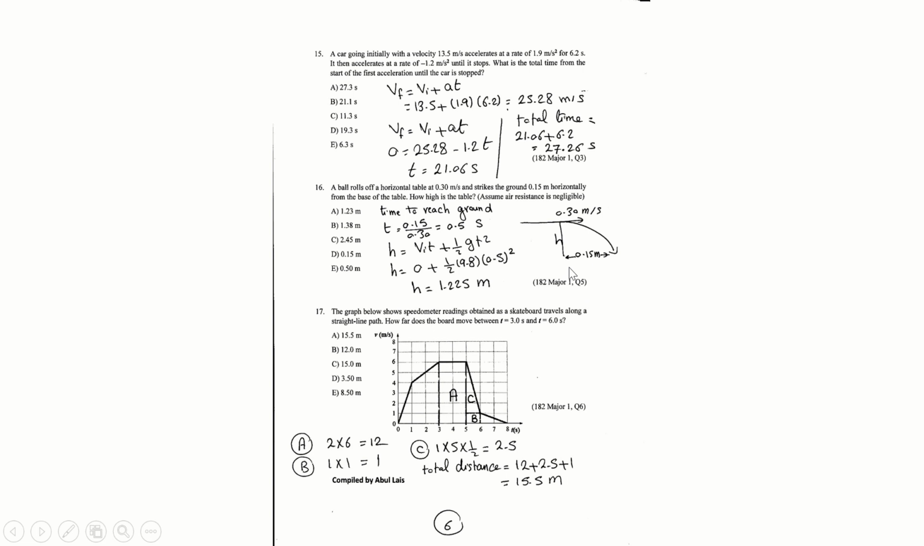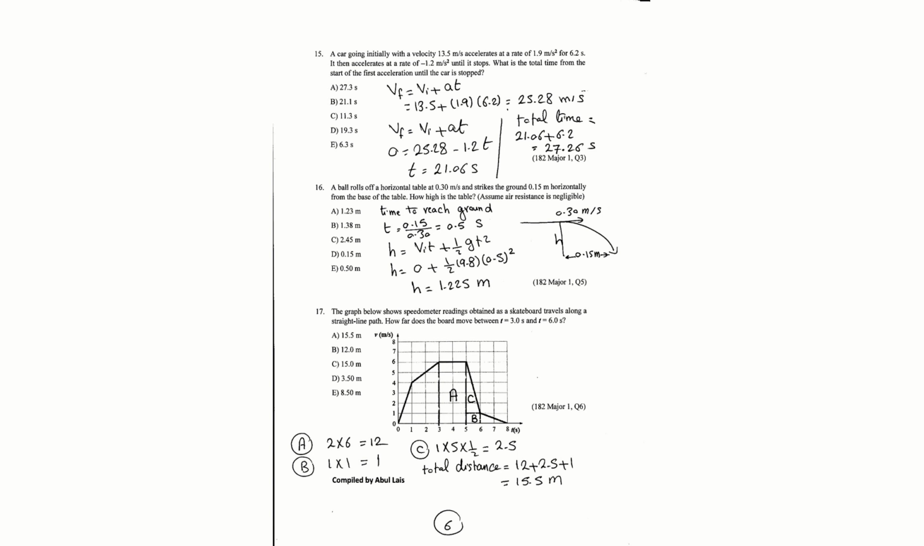Now to find the height, you must use the vertical velocity. Now the height equals v initial t plus half g t squared. Now the v initial is 0 plus half times 9.8 times 0.5 squared. That gives me the height, which is 1.225 meters or 1.23 meters. So remember, I have used the horizontal distance and the horizontal velocity to find the time. Then I use the time here to find the height.